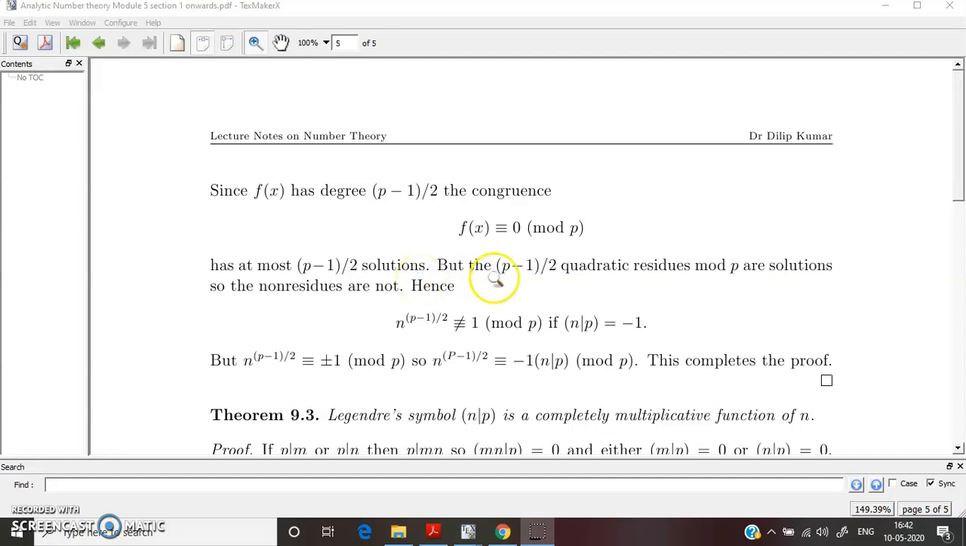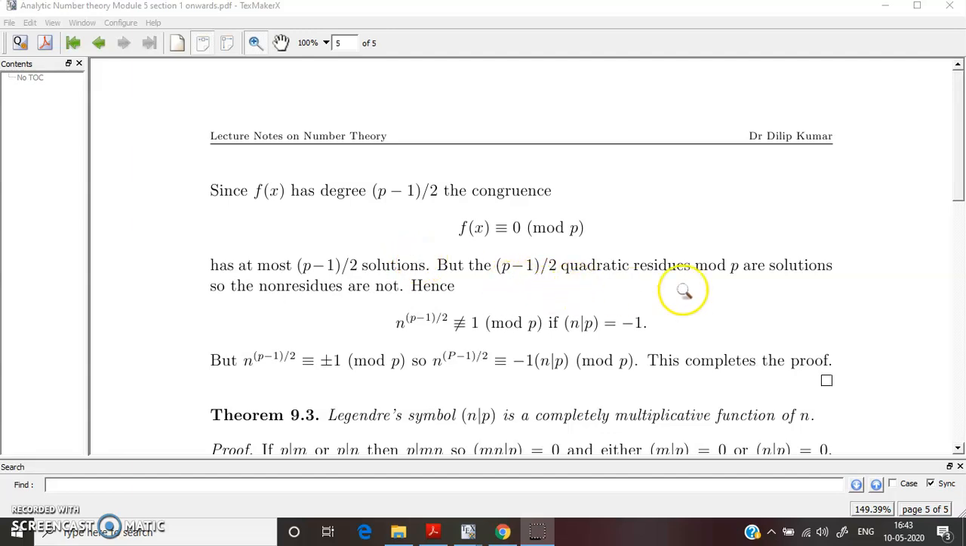So here, f of n, n raised to (p minus 1)/2 minus 1 congruent to 0 mod p, has (p minus 1)/2 solutions, and these are the (p minus 1)/2 quadratic residues, which are the solutions.